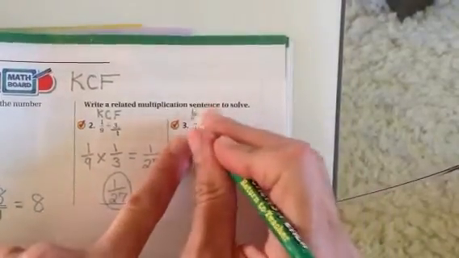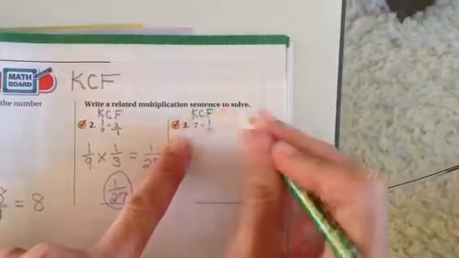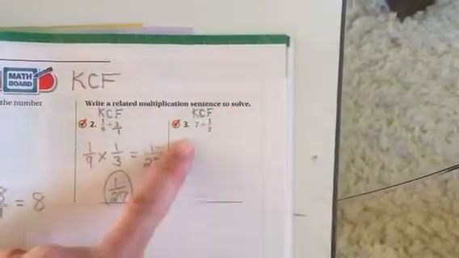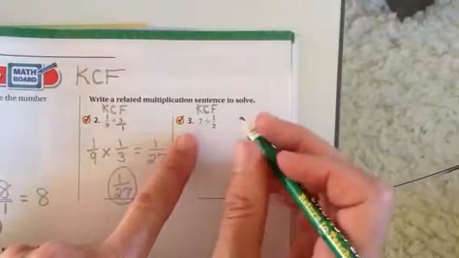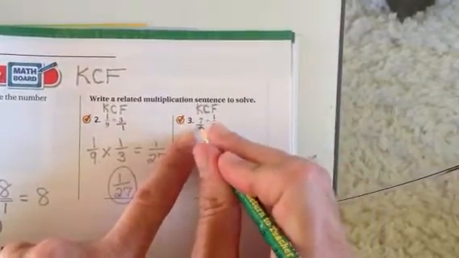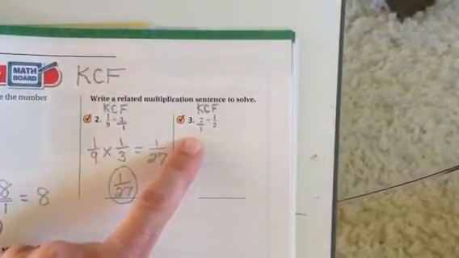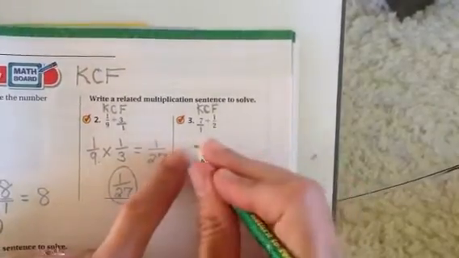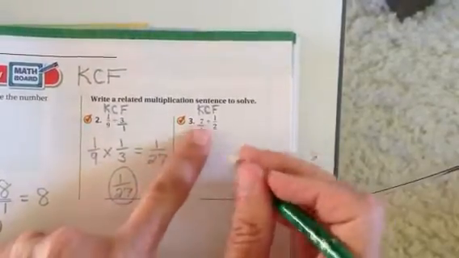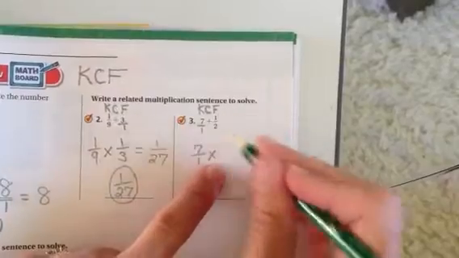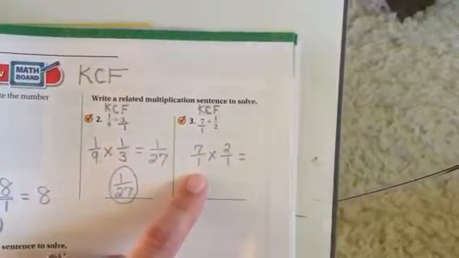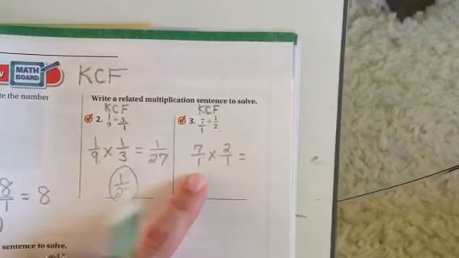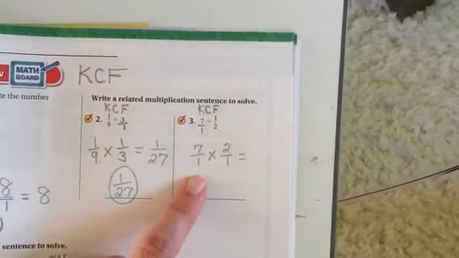Okay, again, K, C, F. I want you to get used to writing that right above each one as your reminder. So again, we have a whole number 7. First things first, we're going to put it over 1, make it a fraction. We're going to keep it, we're going to change it, and then we're going to flip it. And now we're ready to multiply. So we're making a related multiplication sentence to solve.